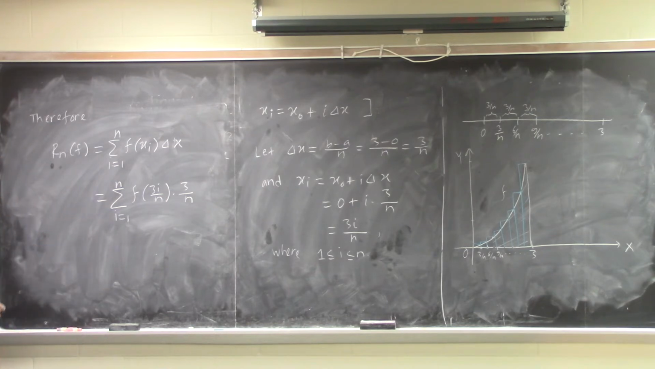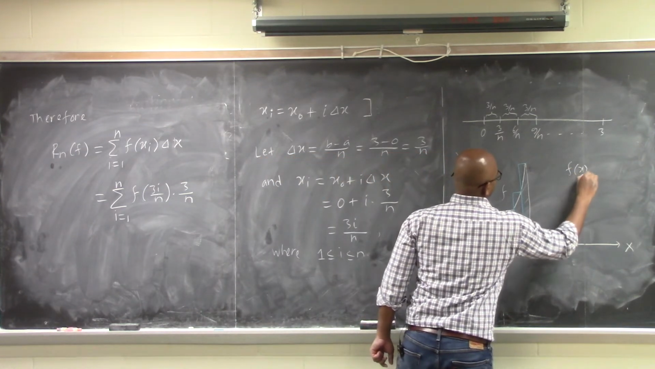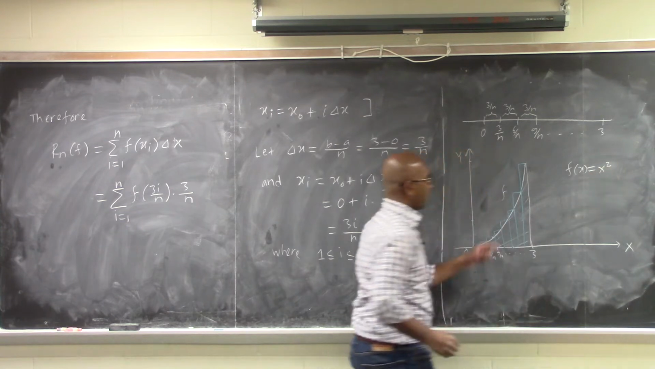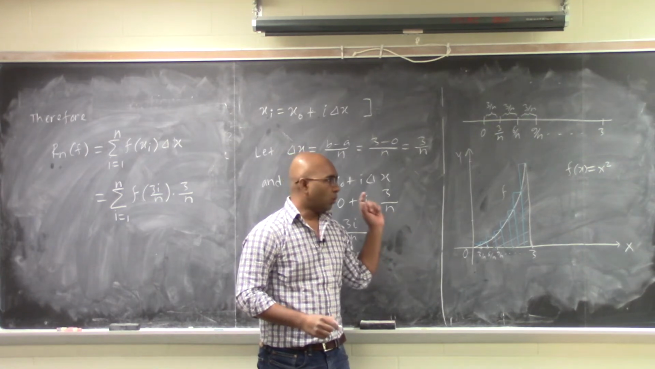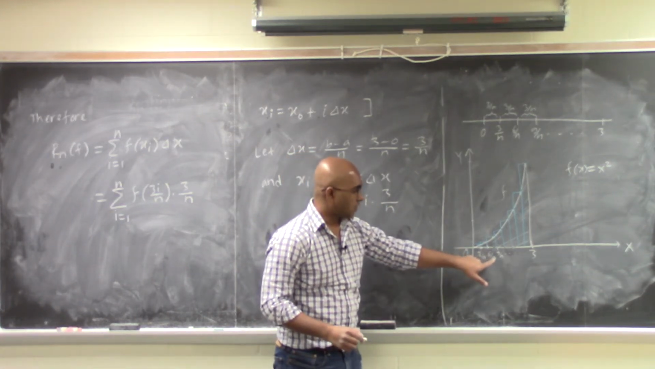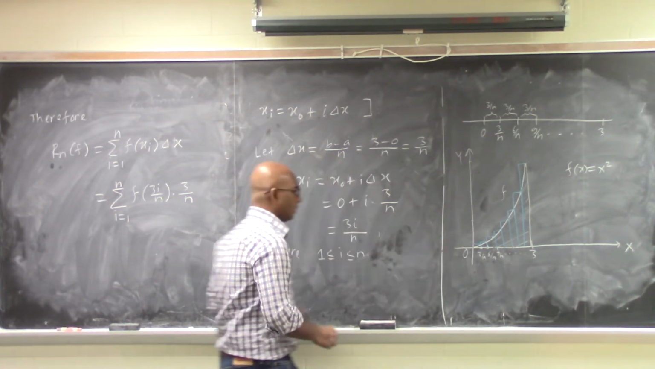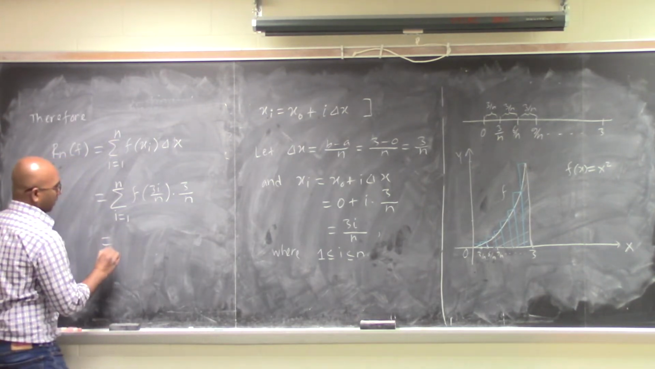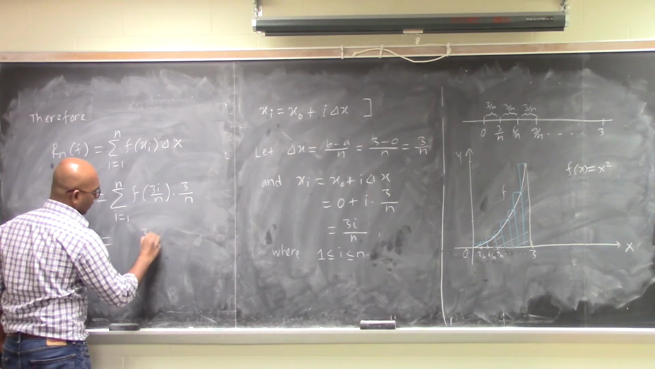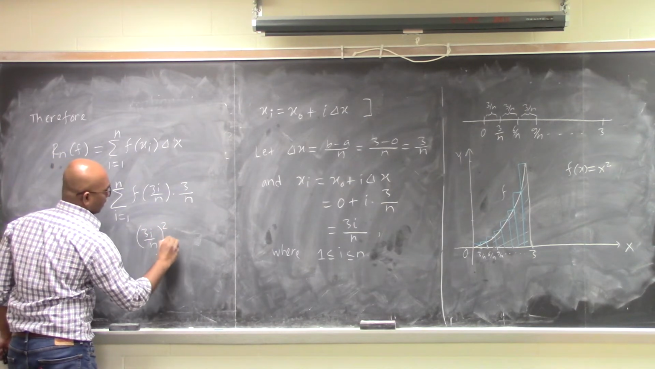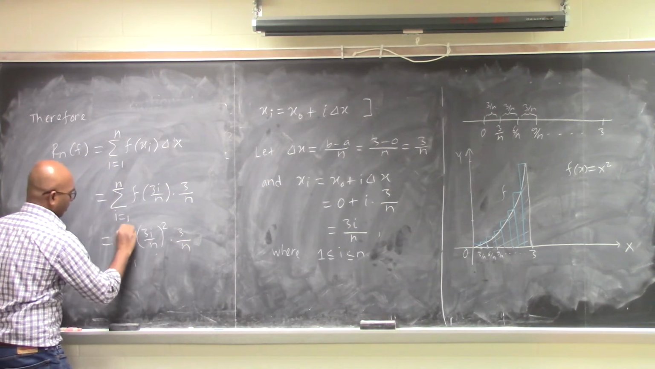Now, what was my function actually? This function f of x equals x squared, right? And so we are going to plug in those inputs in our function to actually calculate those outputs. So if I plug in 3i over n, this is going to be 3i over n squared times 3 over n, where i goes from 1 up to n.